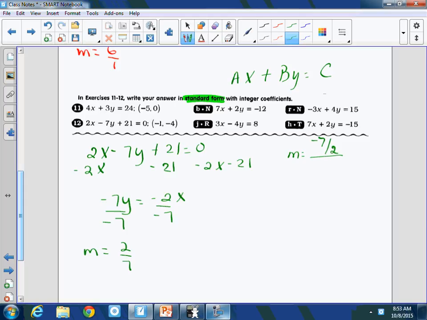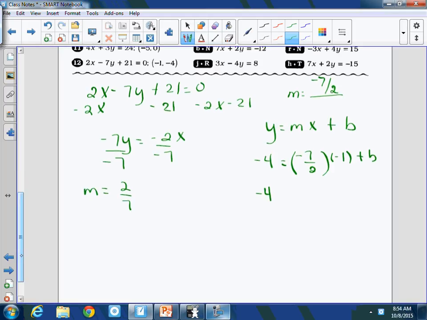Alright, so now I'm going to go to my y equals mx plus b and plug in my point and my slope. y is negative 4 equals negative 7/2 times my x, which is negative 1, plus b. Negative 4 equals positive 7/2 plus b, right? Because negative times a negative will be positive, and multiplying by 1 is not going to change anything.